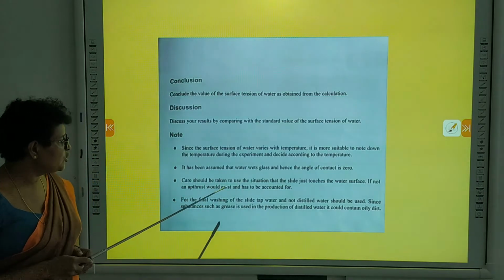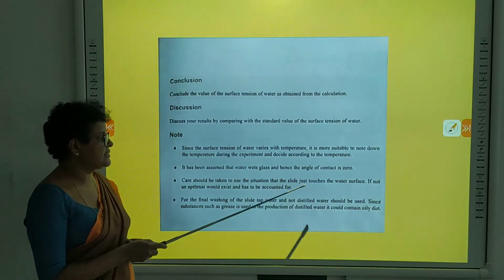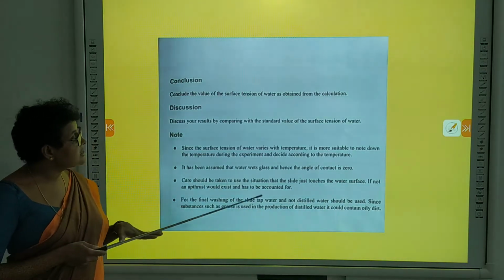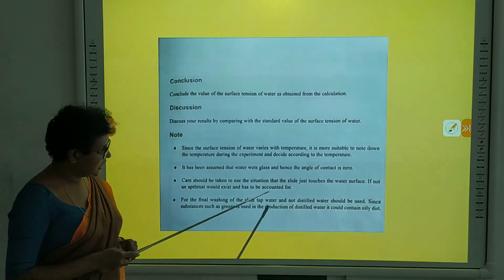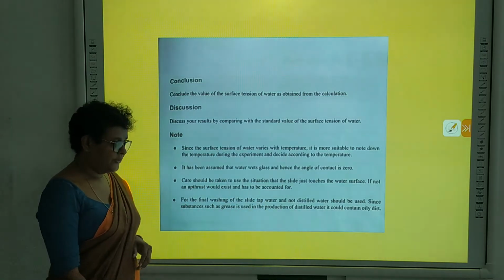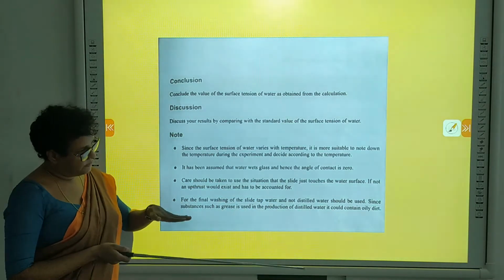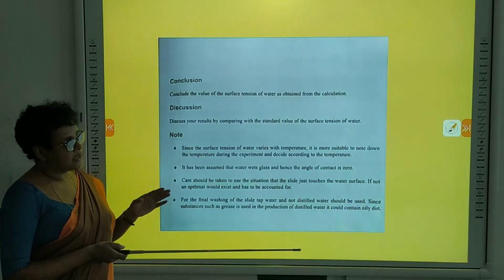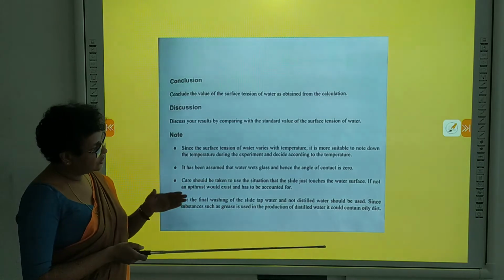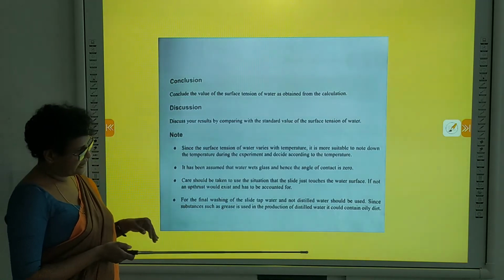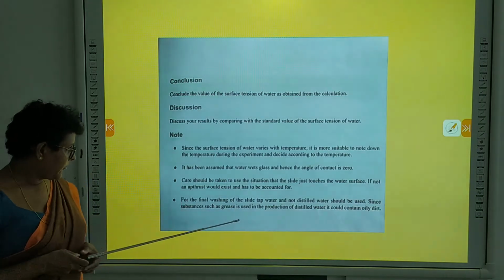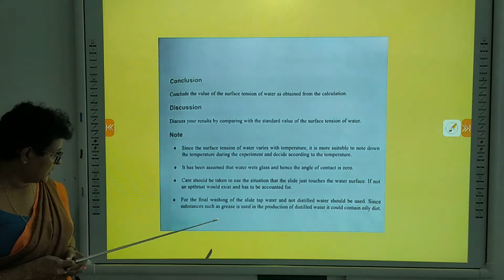And care should be taken to ensure that the slide just touches the water surface. If not, an upthrust would exist and has to be accounted for. Now, if you dip it more, there will be upthrust also, so that in addition to the surface tension, you will get an upthrust force also. Therefore, you have to just touch the liquid and get the extra load measurement, right?